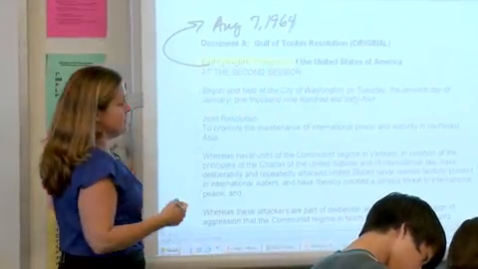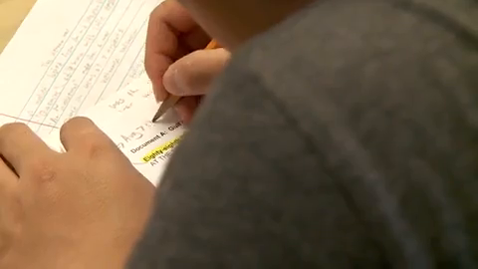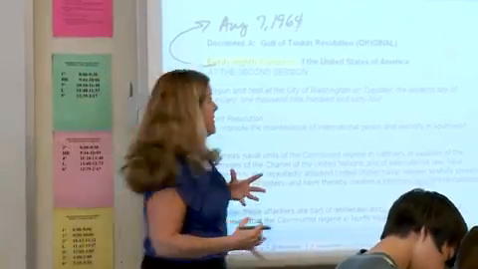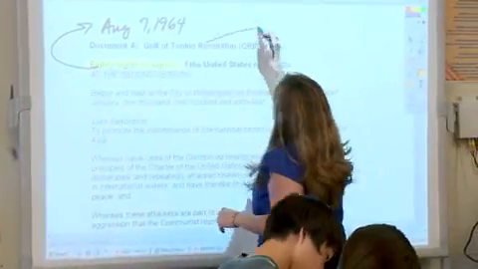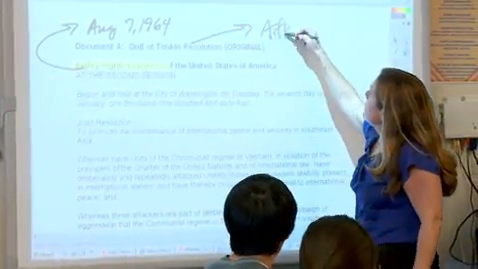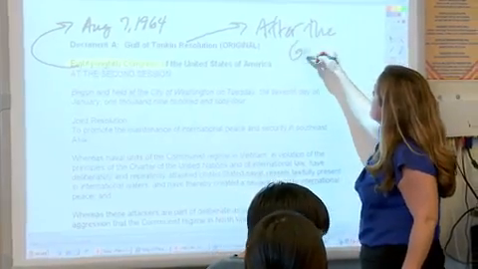1964. Okay, so this is when this happens, right? What do I know has already happened when they passed this resolution? The incident. The Gulf of Tonkin incident. So again, as I'm thinking about this context, right, it's after the Gulf of Tonkin incident.